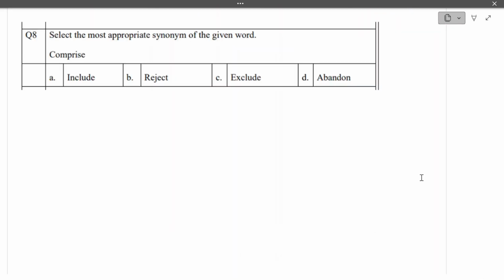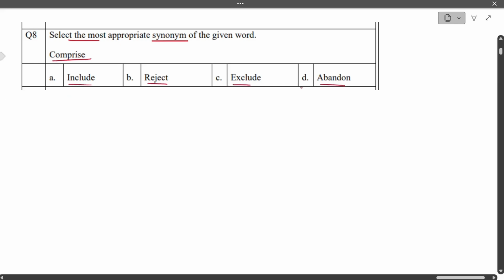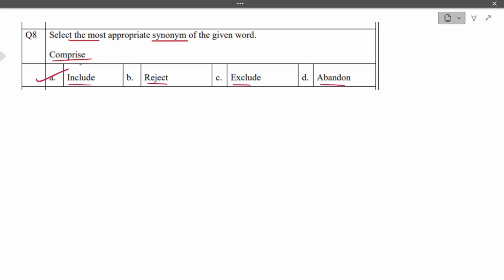Let's look at this question. Select the most appropriate synonym of the given word. We are given a word, we have to tell the most appropriate synonym or the meaning of this word. The word is comprise, and the options that we have are include, reject, exclude and abandon. So in this one, the correct answer is going to be include, because the word comprise means what? To consist of or to include.